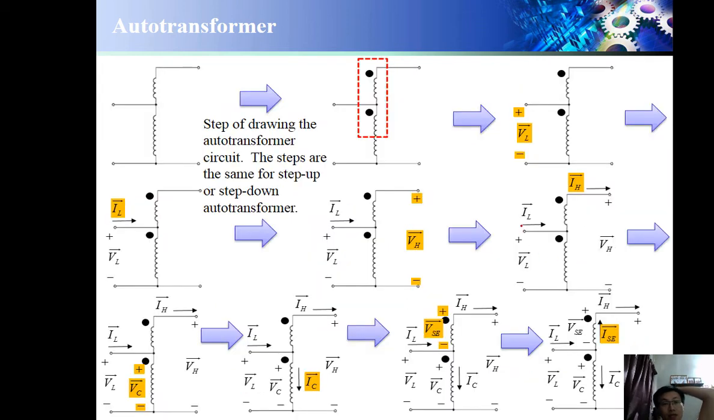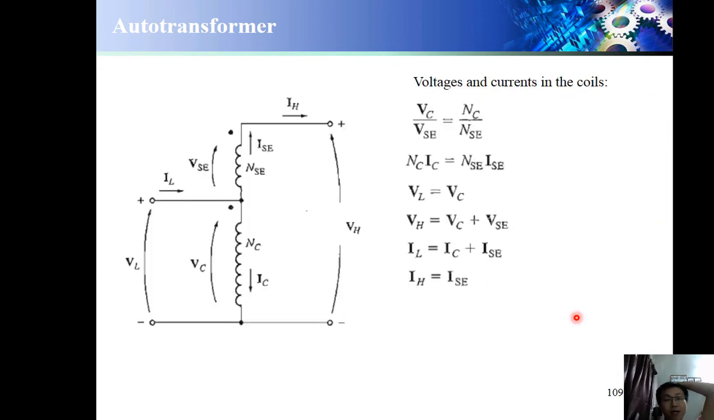So how do we draw the transformer? First of all, this one. Second, the dot. Maybe I put the laser pointer here. Third, plus minus V low, then current I low. Then plus minus VH, then current IH. Then plus minus V common, then where is the current of the common? Plus minus V series, then the current series. Then that's it. So voltage and current in the coil, these are the equations that we need to use.